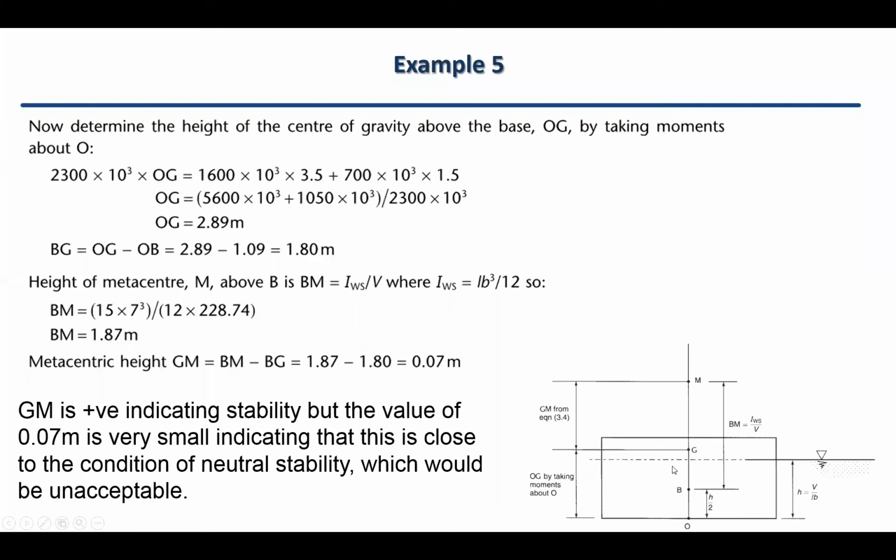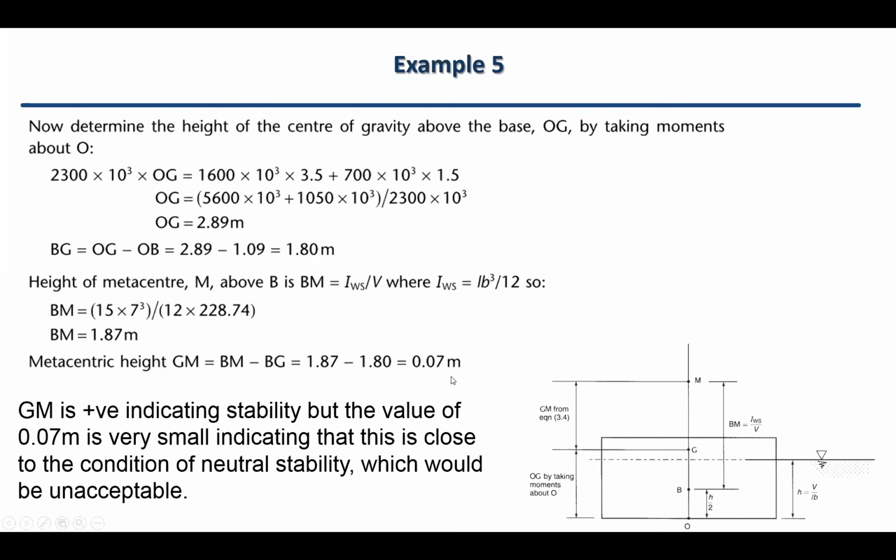Once you have BM, you can subtract the BG that you calculated before, 1.8, from 1.87, which is equal to 0.07 meters. So this is the metacentric height.